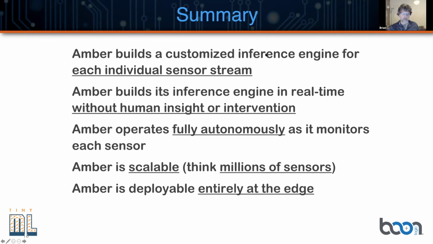Thanks, Rod. So just a quick summary: Amber builds a customized inference engine for each individual sensor stream. It does that in real time without any human insight or intervention. It operates fully autonomously in its monitoring mode. Those three things mean that it's scalable, right? Deploying this on one sensor is as easy as deploying it on 1 million sensors. And it is deployed entirely at the edge. So with that, I'll turn over to Rajan and see if there are any questions.